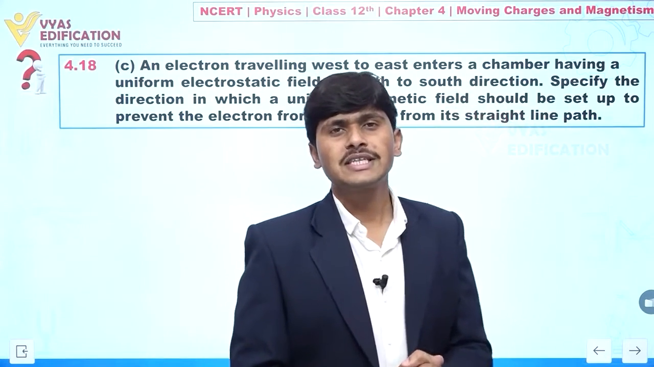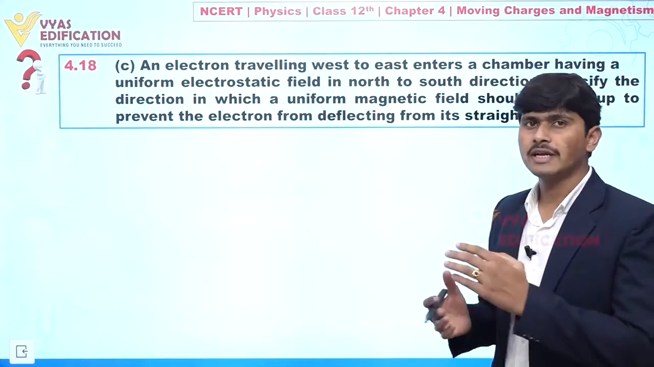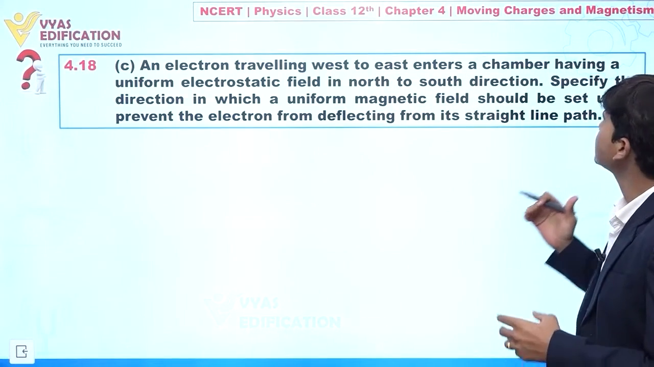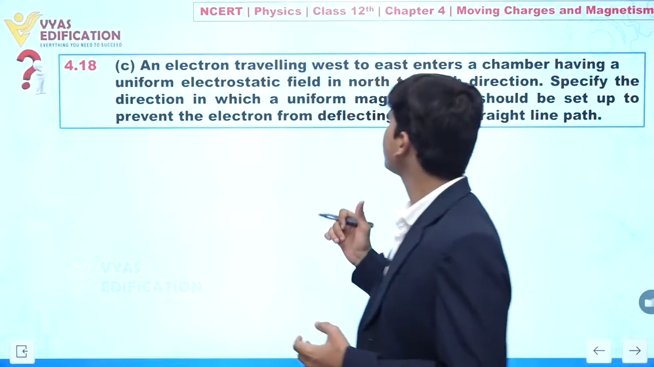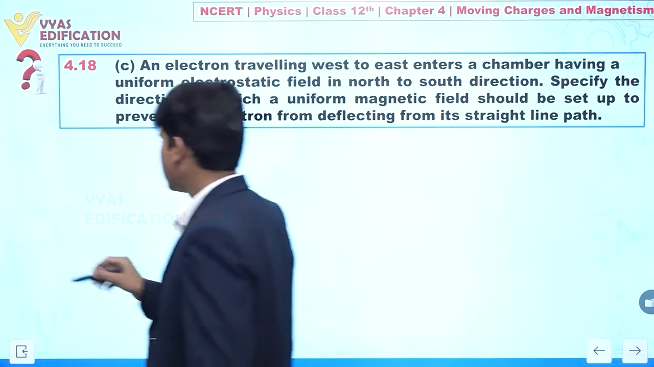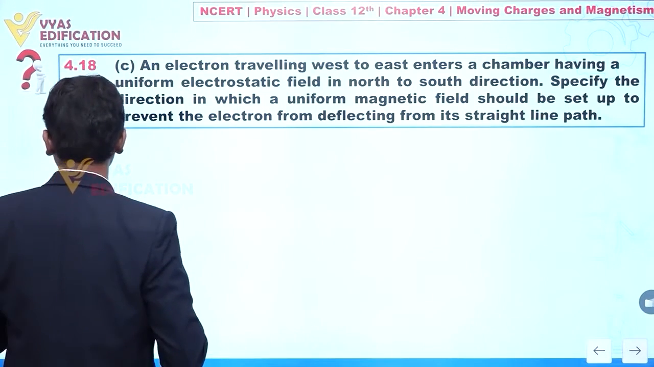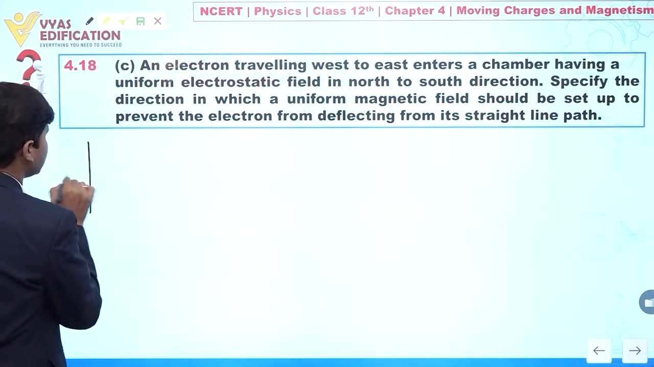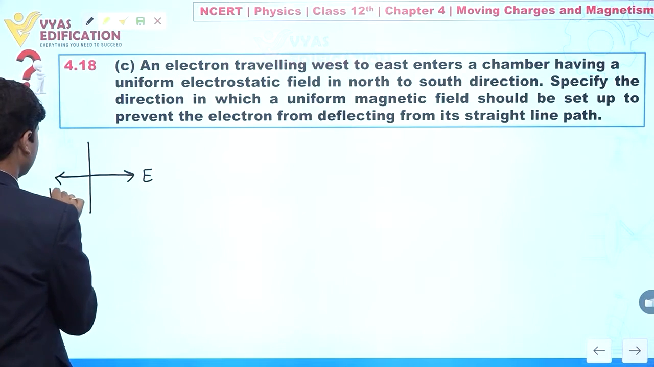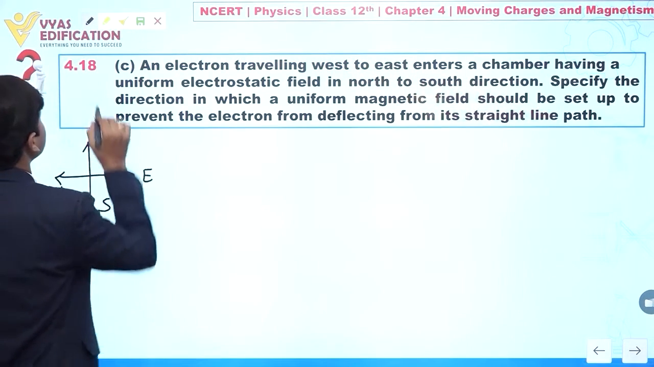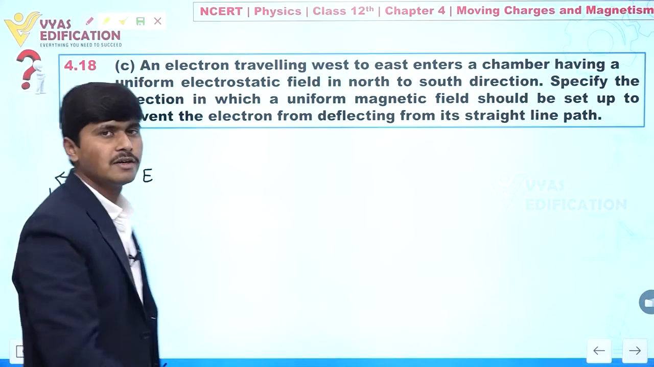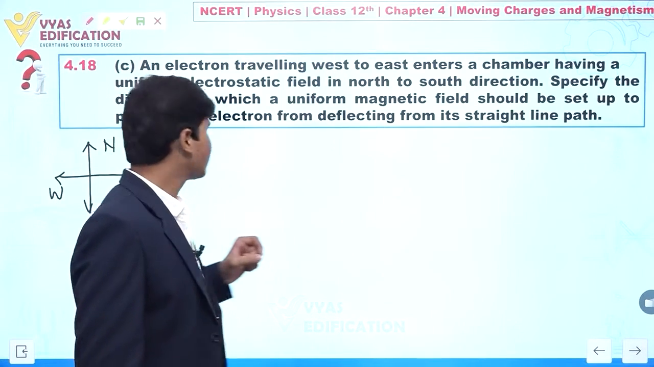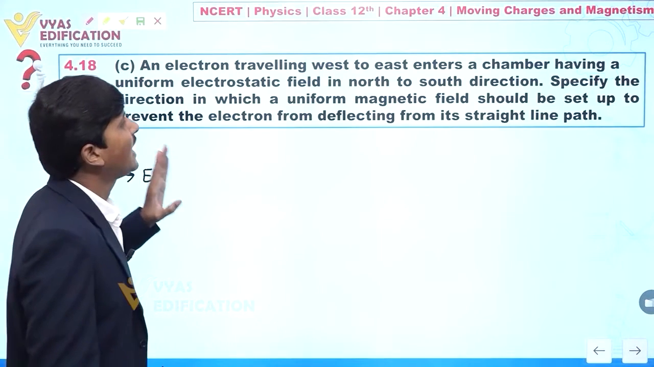Now we are going to discuss part C of this question number 4.18. It is given that an electron travelling west to east enters a chamber having a uniform electrostatic field in north to south direction. Listen carefully. Let's suppose in this direction we have east, this one is west, this one is north, and this one is south.